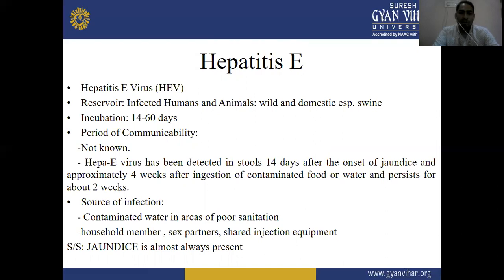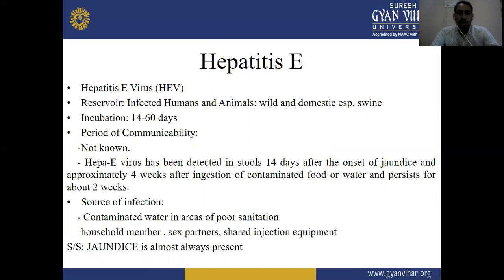The period of communicability is not known. Hepatitis E virus has been detected in stools 14 days after the onset of jaundice and approximately 4 weeks after ingestion of contaminated food and water, and it persists for about 2 weeks. After jaundice, the virus is detectable for 14 days, and approximately 4 weeks after ingestion of contaminated food and water.